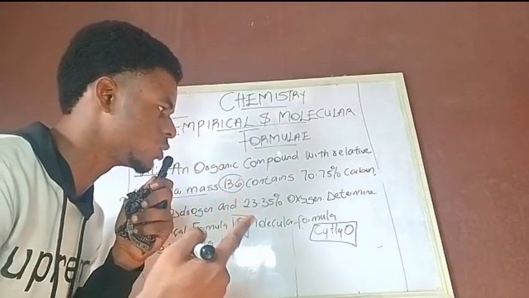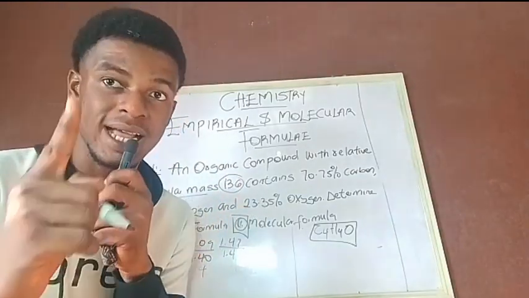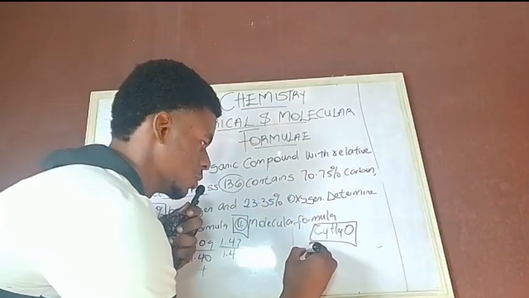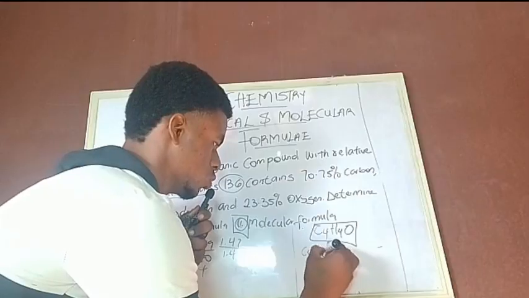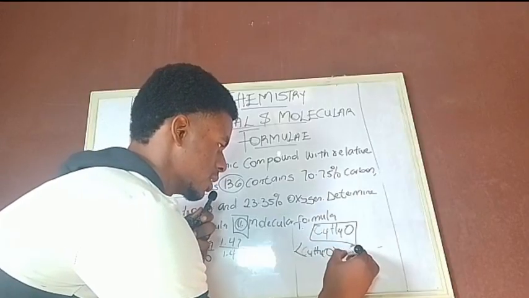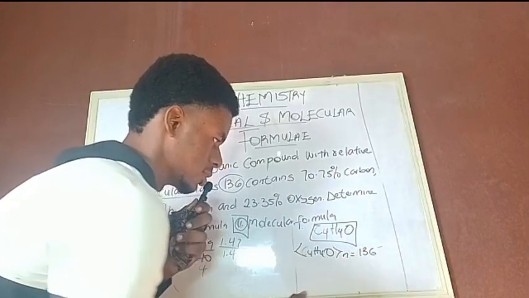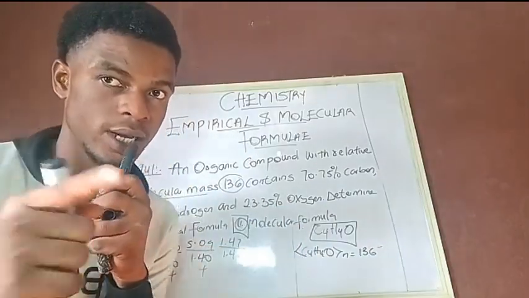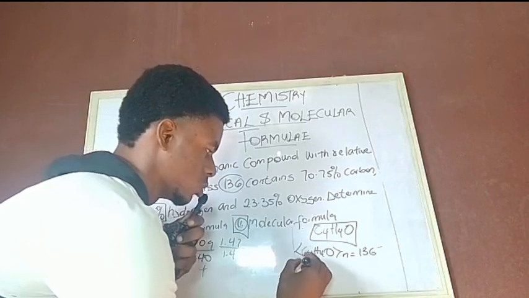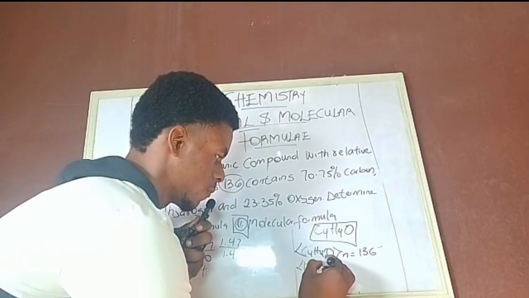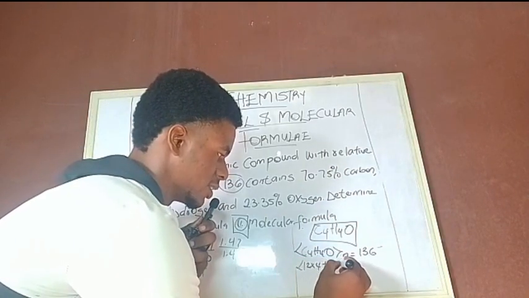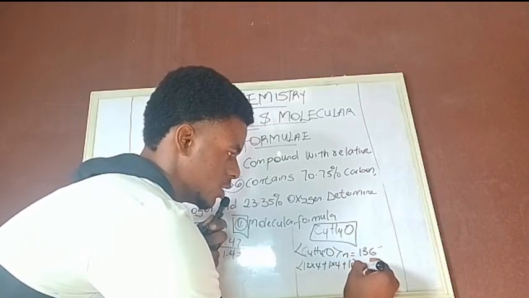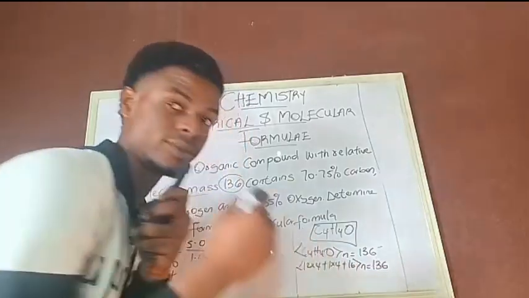Now, the next thing I need to do is to get the molecular formula. And how do I do that? Remember, I said this 136 will be useful at the end. So we have C4H4O, close and open bracket, N equals to 136. So this N is what will enable me get the molecular formula. Are you with me now? So C is what? 12 times 4 plus hydrogen is what? 1 times 4 plus oxygen is what? 16. Close bracket. Then your N equals to 136.